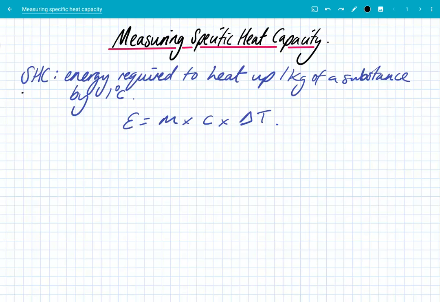Hey, what's up guys? We're going to look at measuring the specific heat capacity of a material. So let's recap. What is the specific heat capacity of a material? It's the energy required to heat up 1 kilogram of a substance by 1 degree Celsius.